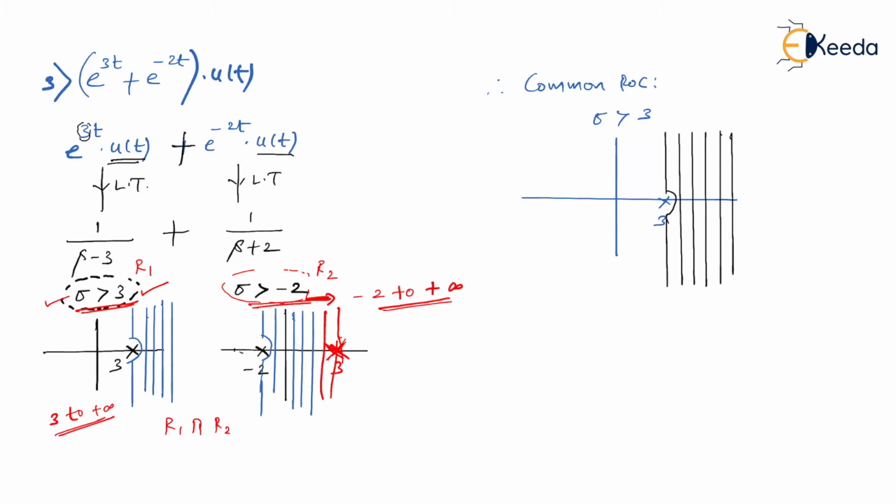Is that right? So I'm sure you understood how to use the linearity property. Let us move to the next problem. The fourth problem says it is e to the power 3t u of t plus e to the power minus 2t u of t plus e to the power minus 5t u of t. In fact, it is plus 5 over here.